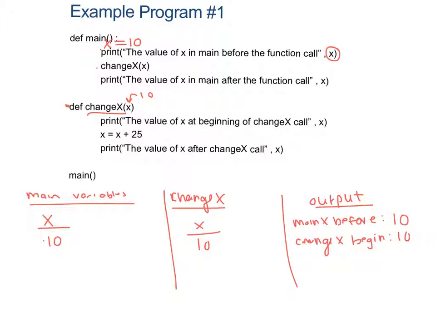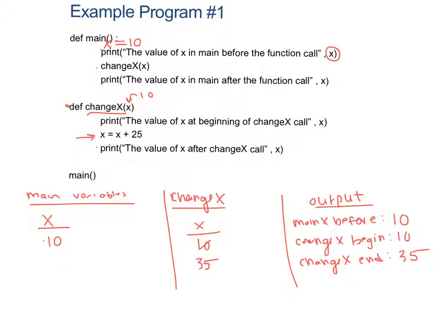And then we print, change x at the beginning. It's set to 10. Then we see we have x equals x plus 25, so this becomes 35. Then we have change x at the end is now set to 35.